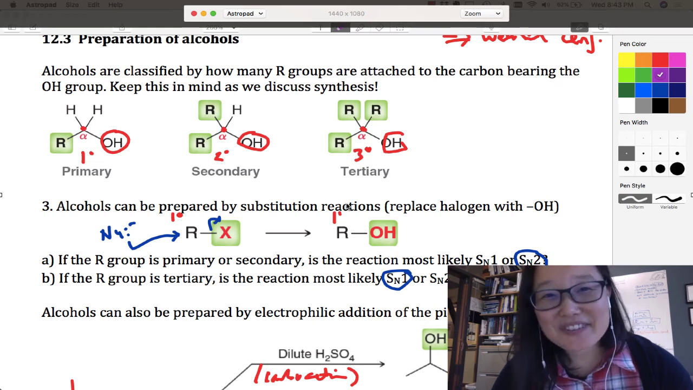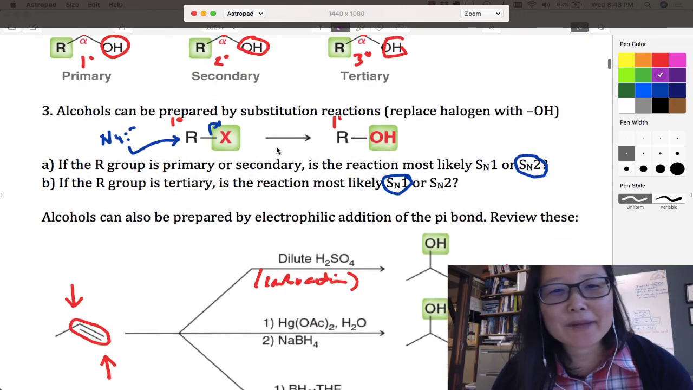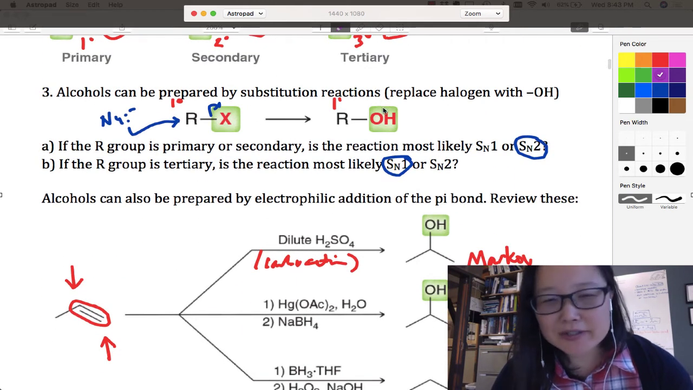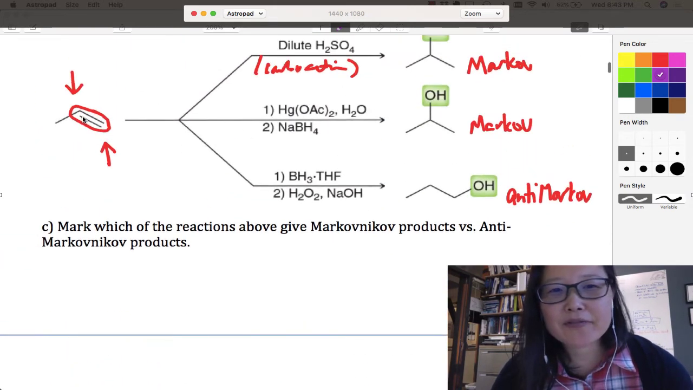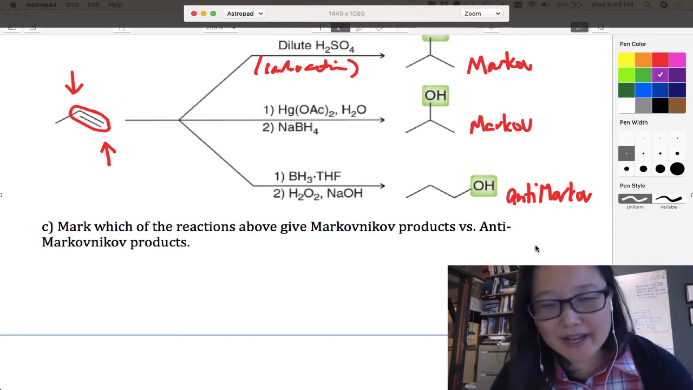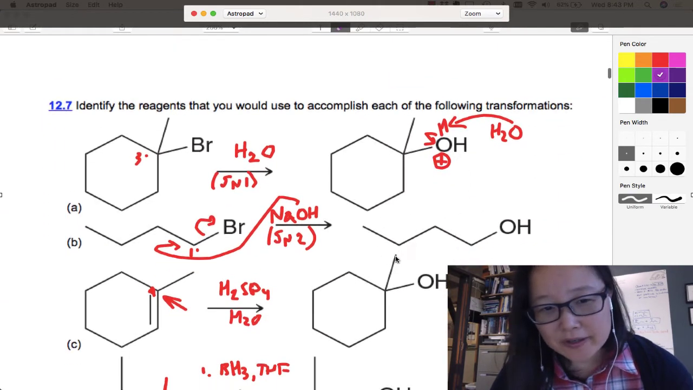Hi guys, just to recap, we've been talking about alcohols and making alcohols, or preparing alcohols as we say. We learned how to do that through substitution, SN1 and SN2. We also learned how to do that through electrophilic addition of a pi bond, so using Markovnikov and anti-Markovnikov addition. And so these are all reactions from first quarter OChem.